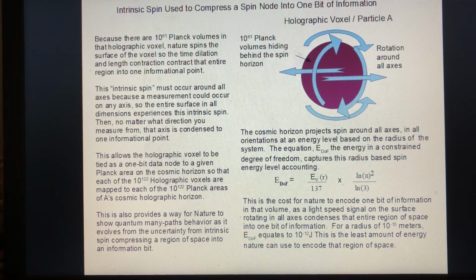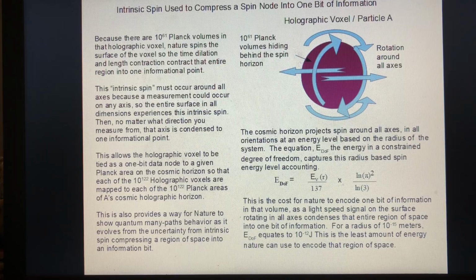Because there are 10 to the 61 Planck volumes in that holographic voxel, nature spins the surface of the voxel so the time dilation and length contraction contract that entire region into one informational point. This intrinsic spin must occur around all axes because a measurement could occur on any axis. So the entire surface in all dimensions experiences this intrinsic spin. Then no matter what direction you measure from, that axis is condensed to one informational point.